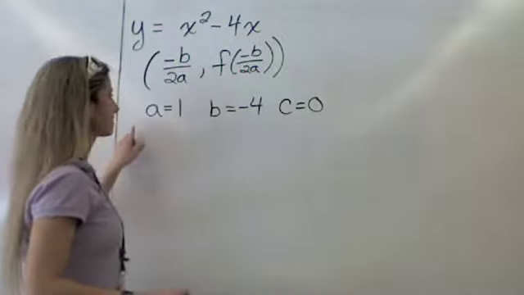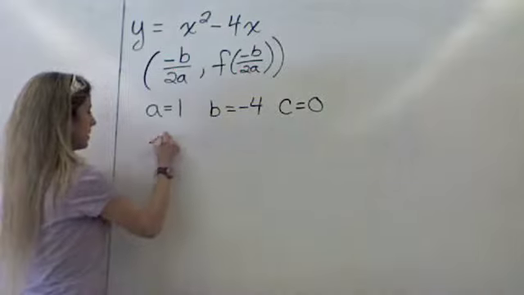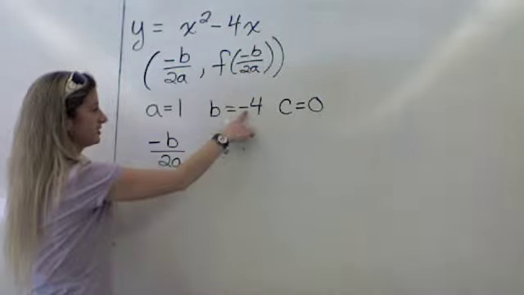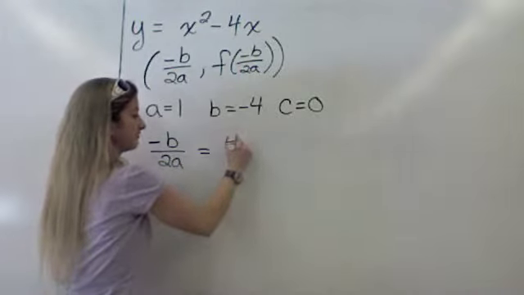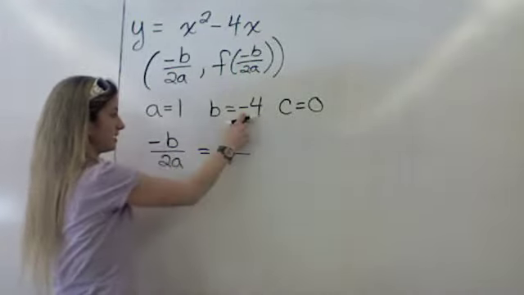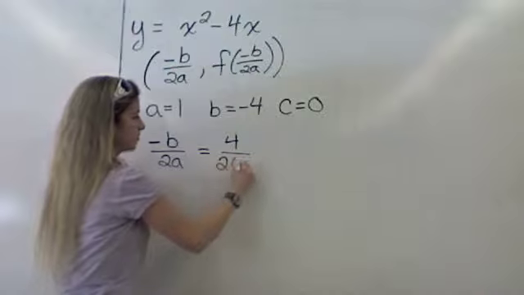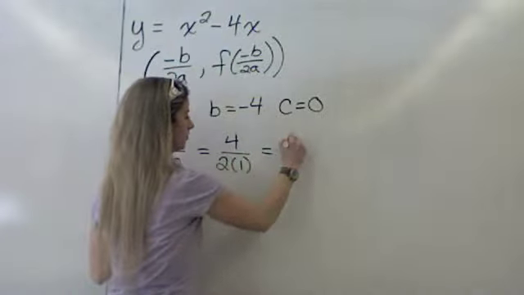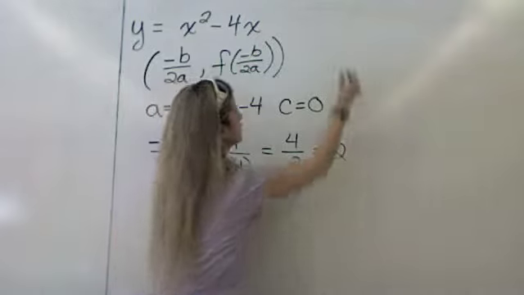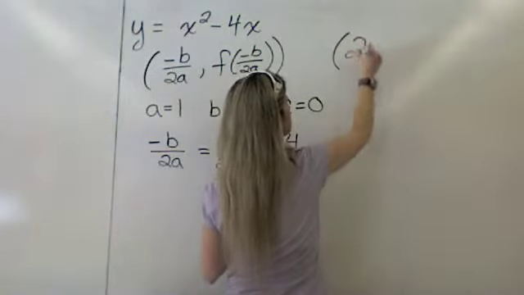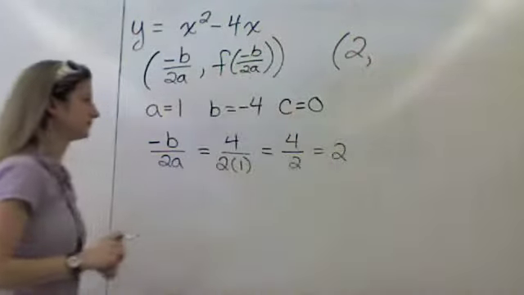So let's start. The opposite of B: if B is negative 4, the opposite of negative 4 is positive 4. Remember, opposite of B over 2 times 1, which is going to equal 4 over 2, which is going to equal 2. So the x-coordinate of our vertex is 2.